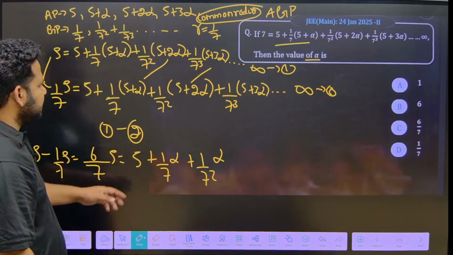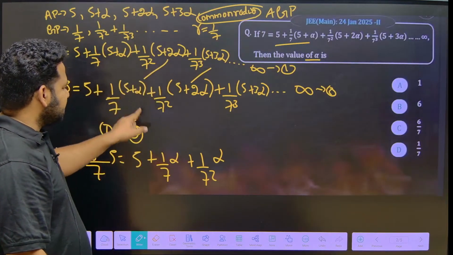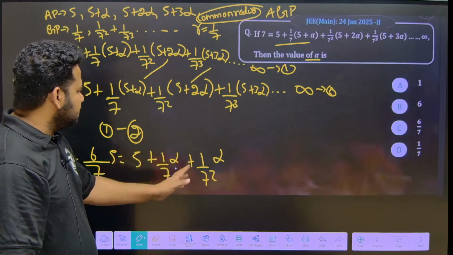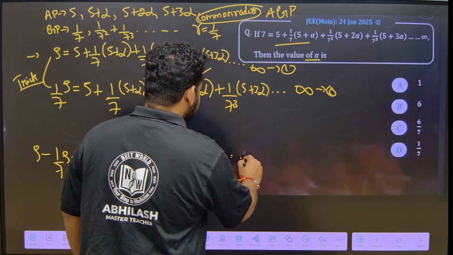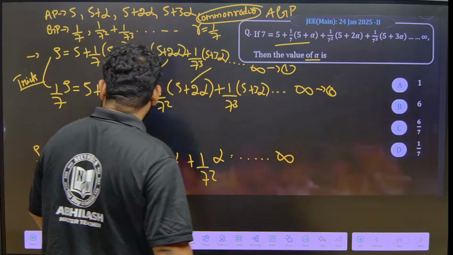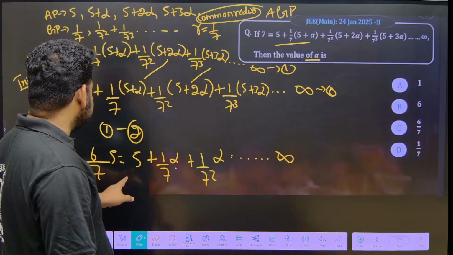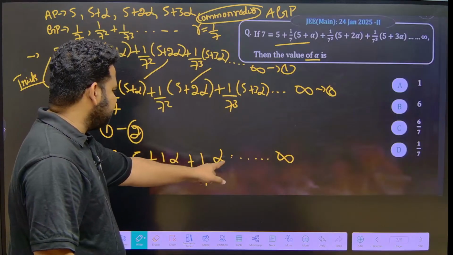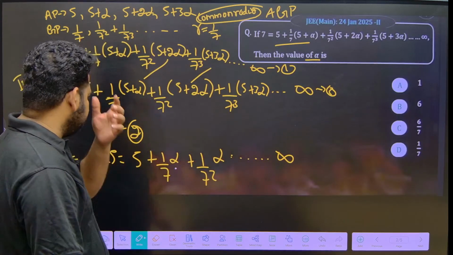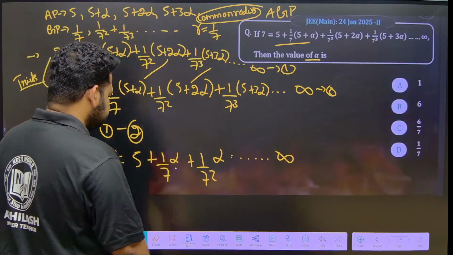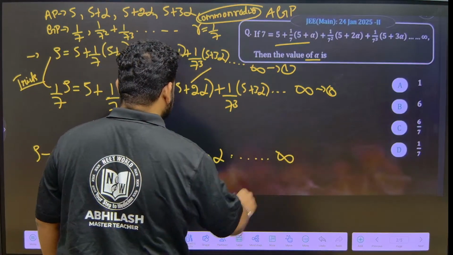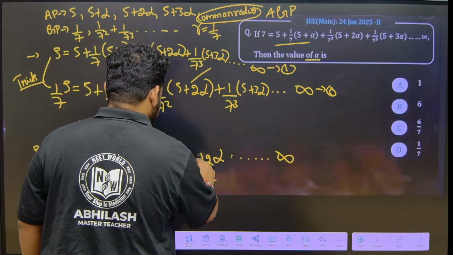So 2 alpha minus alpha is alpha, 3 alpha minus 2 alpha is alpha, and like this it goes on up to infinity. Now we have 6 by 7 times S equal to 5 by 7 plus 1 by 7 times alpha plus 1 by 7 square of alpha, and it goes on. Okay, this is what we have. Now what can I do here? This will be 2 alpha, sorry, like this it goes on.